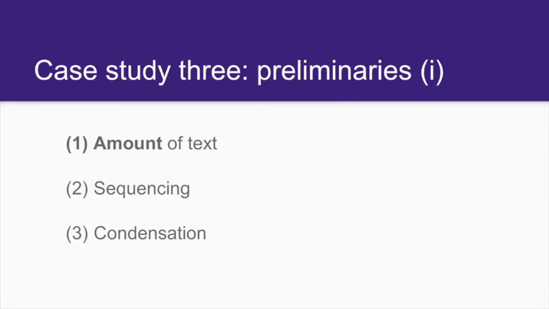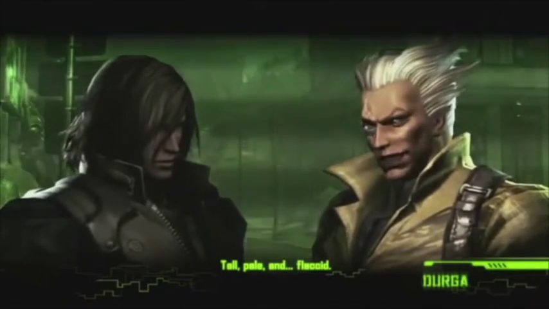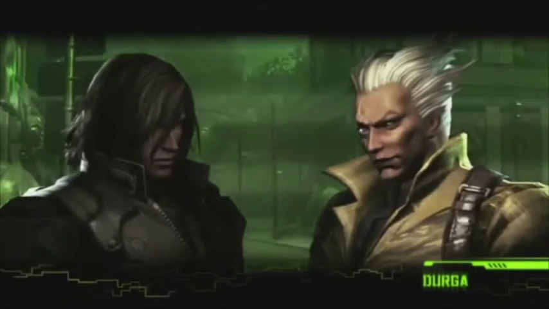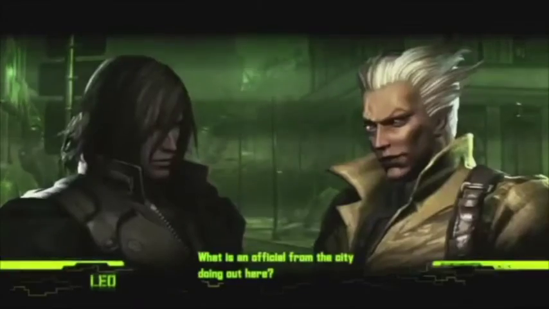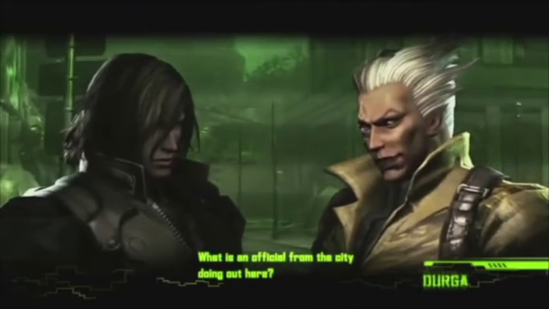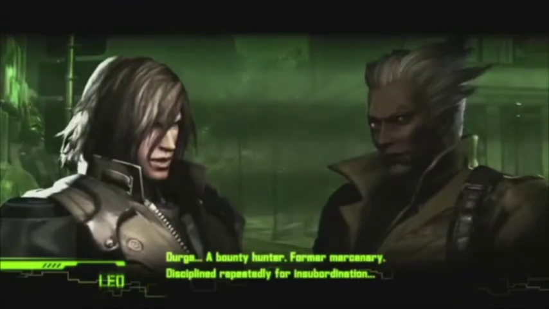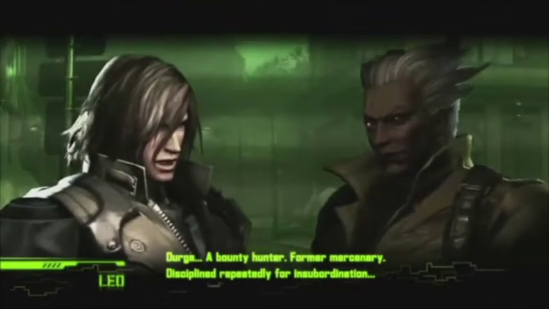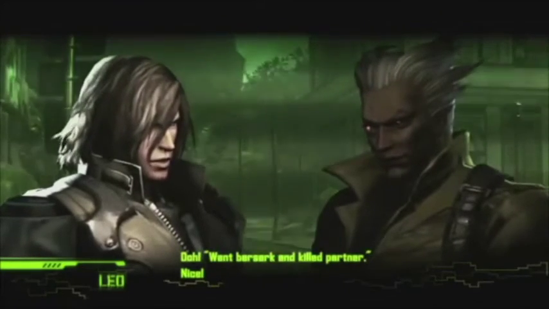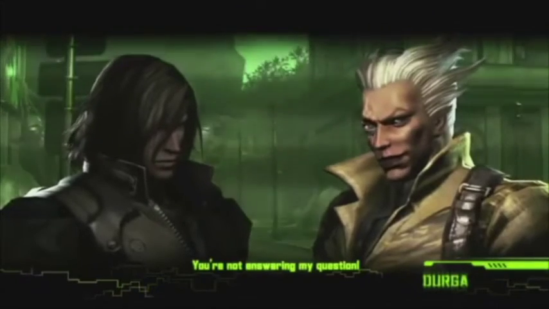Dark, pale, and flaccid. What is an official from the city doing out here? Durga, bounty hunter. Former mercenary, disciplined repeatedly for insubordination. Went berserk and killed partner. Nice. You're not answering my question!